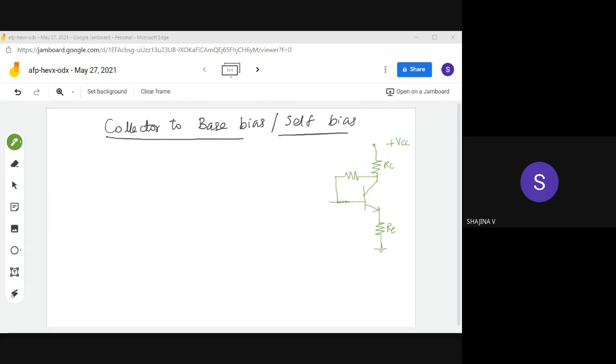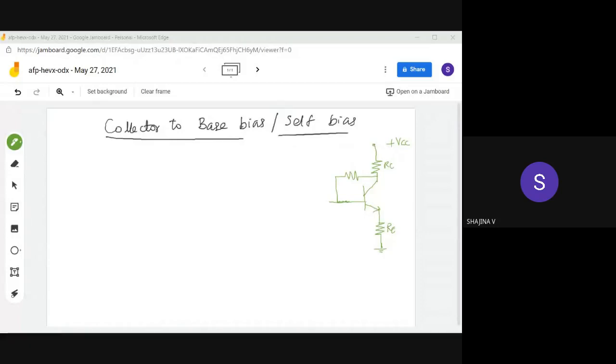minus IC plus IB into RC, then minus IB into RB, minus VBE, then minus IE RE equal to 0. So this is the KVL for the input loop.